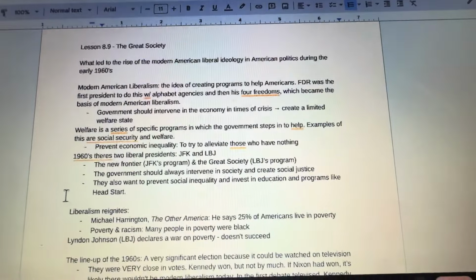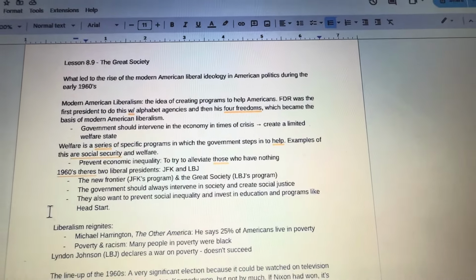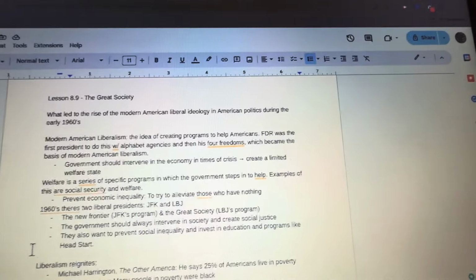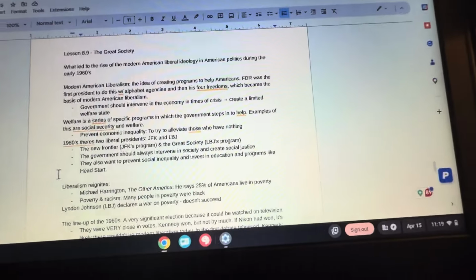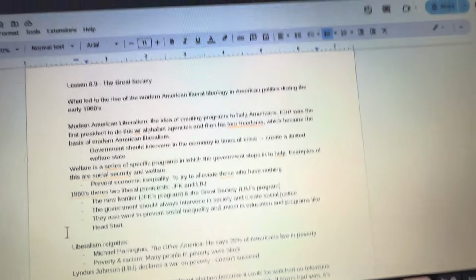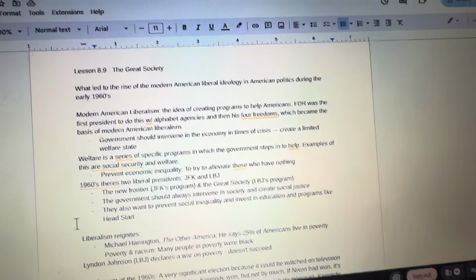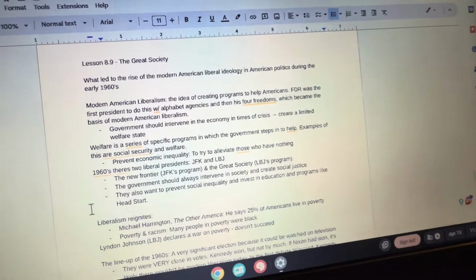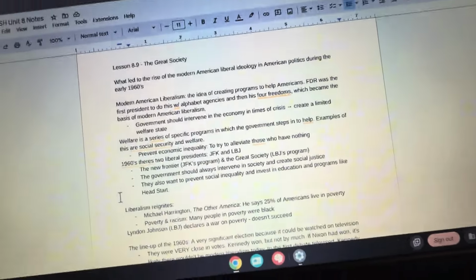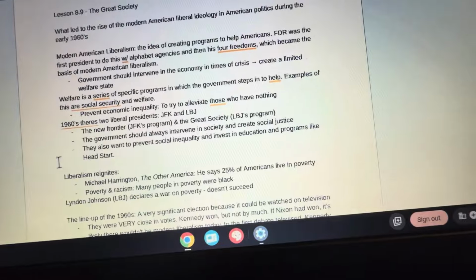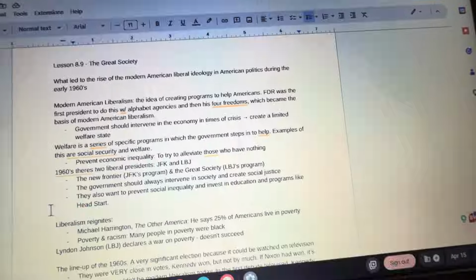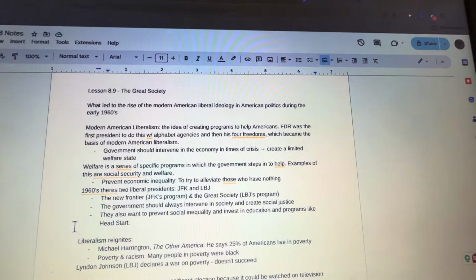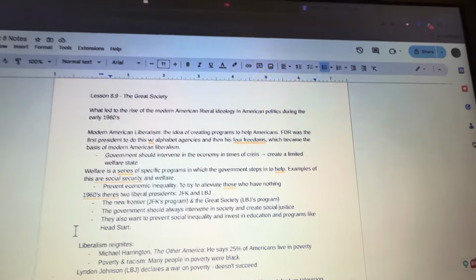Lesson 8.9, The Great Society. What led to the rise of modern American liberal ideology in American politics during the early 1960s? Modern American liberalism is the idea of creating programs to help Americans. FDR was the first president to do this with alphabet agencies and then his Four Freedoms, which became the basis of modern American liberalism. The idea is that government should intervene in the economy in times of crisis and create a limited welfare state.